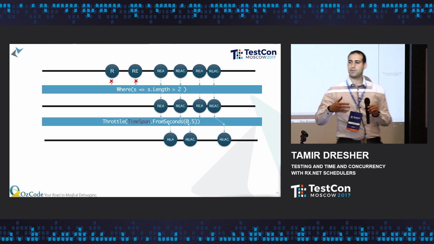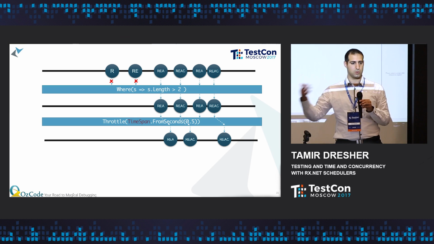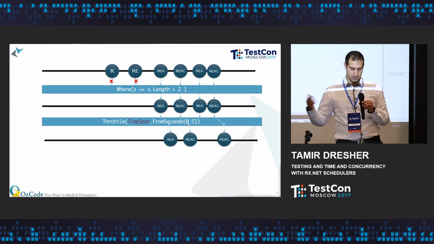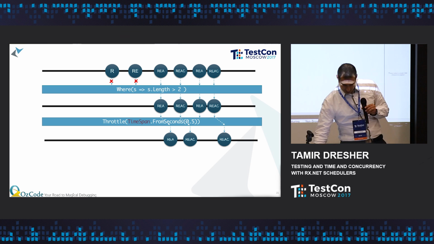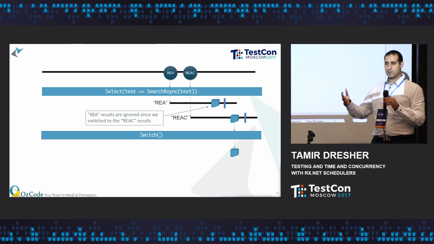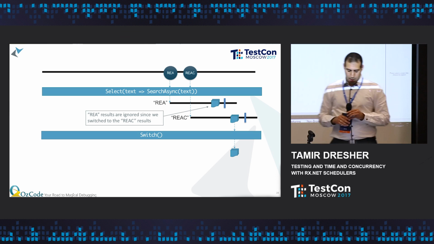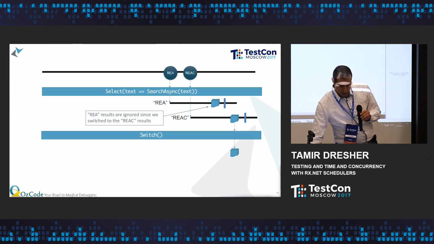And so now let's type something really, really fast. And like I said, if I'm typing something fast, I don't want to search for each one of the letters, just the last one. So I'm going to type here something like the word reactive. And you see that only when I stop typing, it really sent the value, right? Okay, so let's look at the code and I'll explain what I did over there.